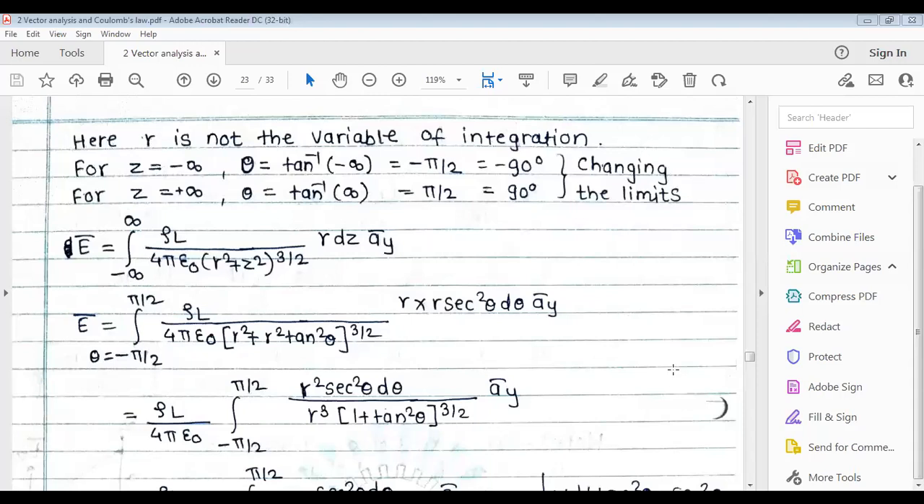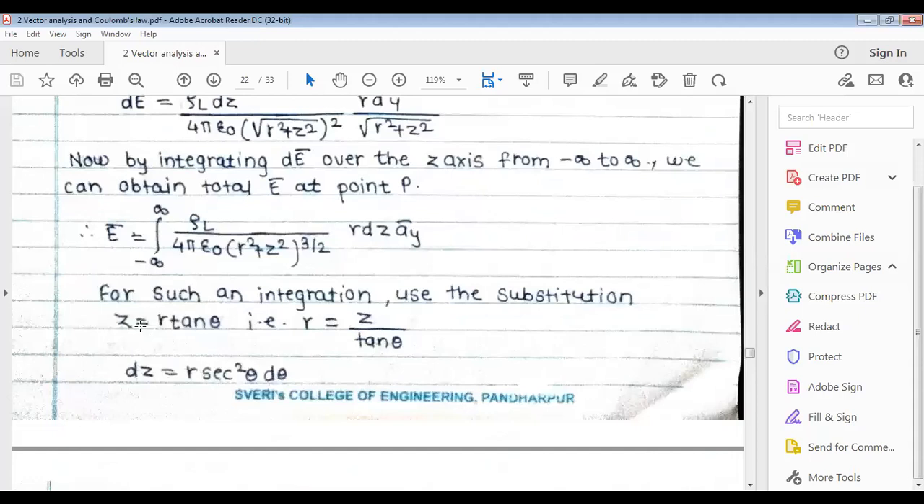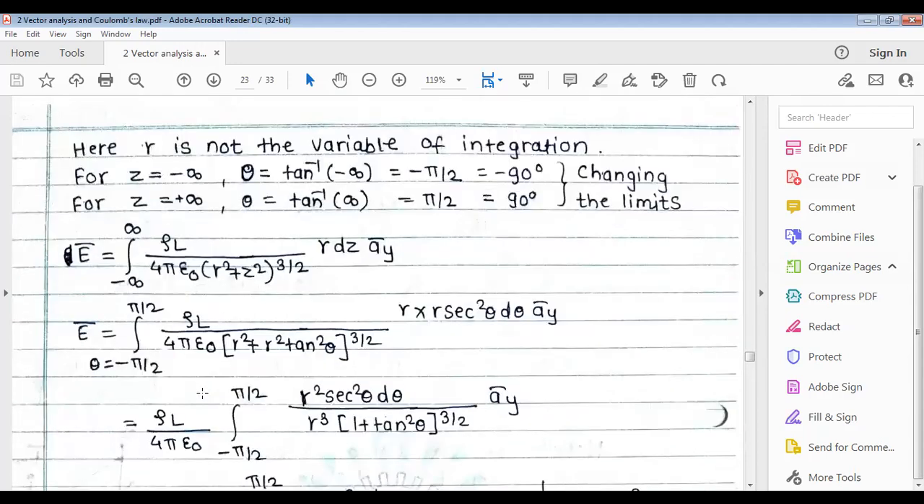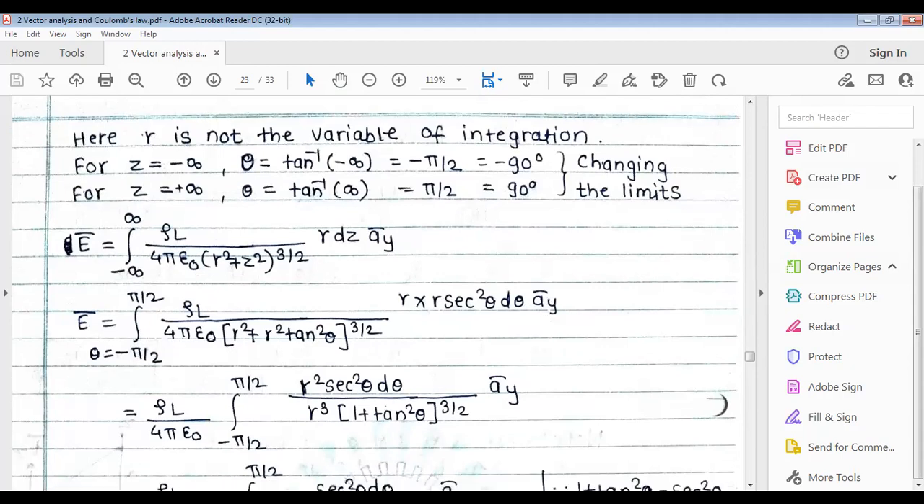Okay. So, here in this equation you can see that z is equal to r tan theta, which means dz is equal to r sec square theta d theta. So, we put here only the value of this dz. Okay. So, dz as r sec square theta d theta into unit vector a bar y. Now, simply we have to solve this equation.